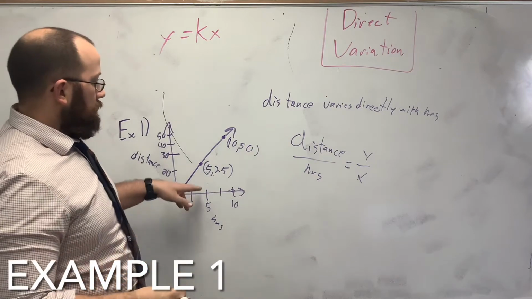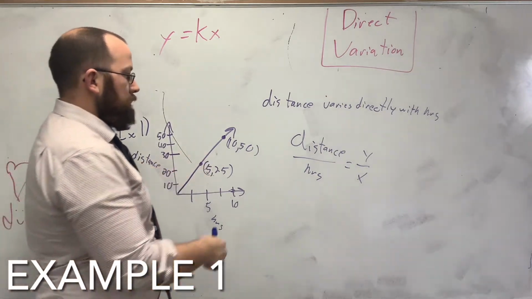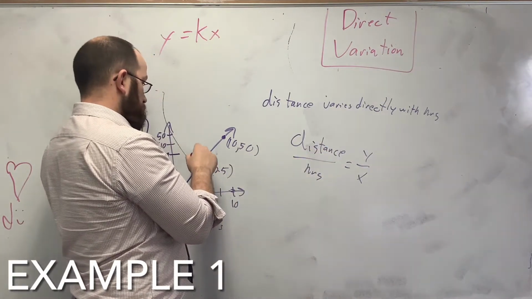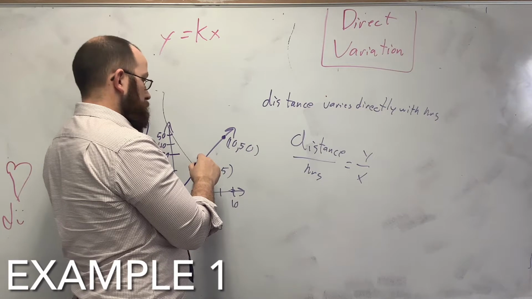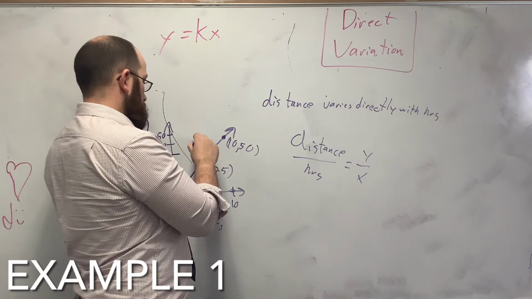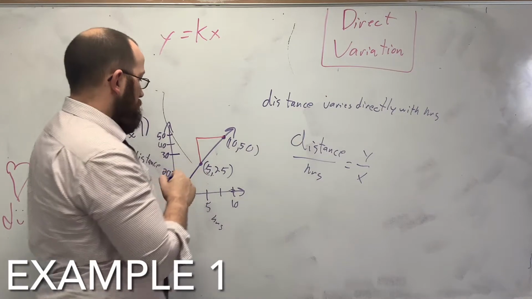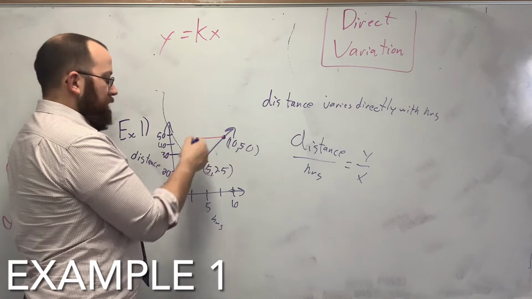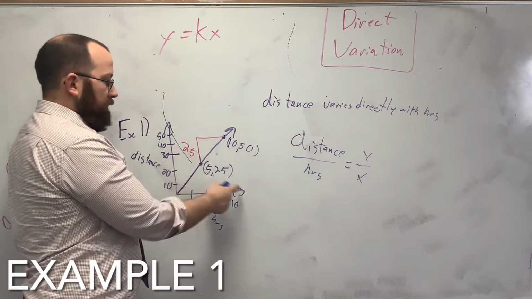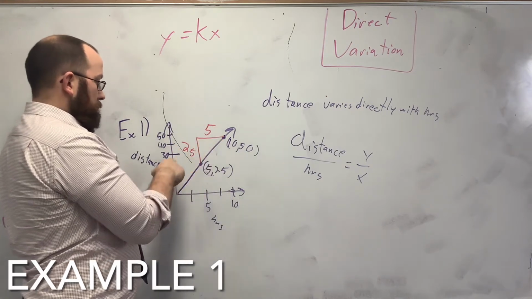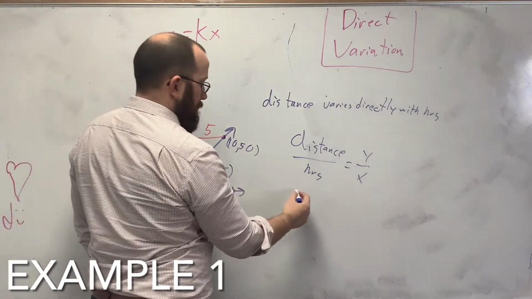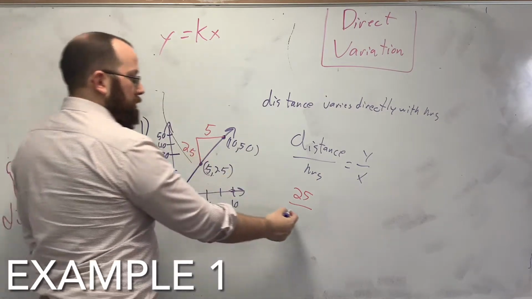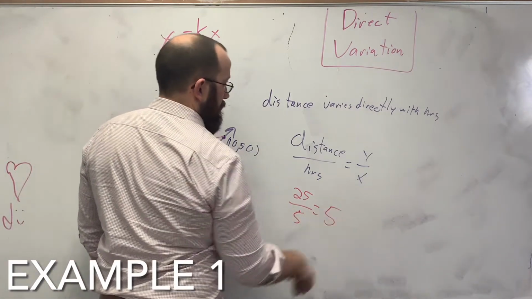So I have 2 points right here. So now I need to find what the y over the x would be. You do it whichever way you sort of want. Go up and over. So how many did it take me to get from this spot right here up to there? So I was at 25 and I got to 50, so 25. I was at 5 and I got to 10, so 5. So my distance here is 25, or it's my y, over my x, or my hours, so it's 5.